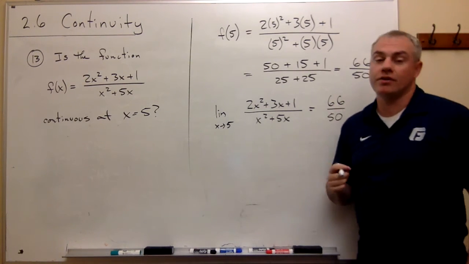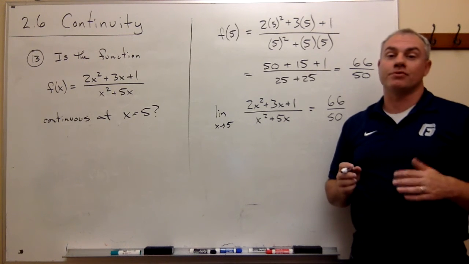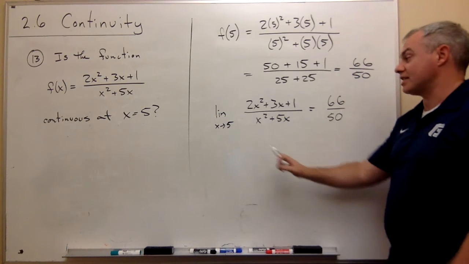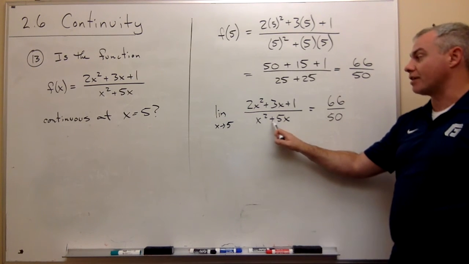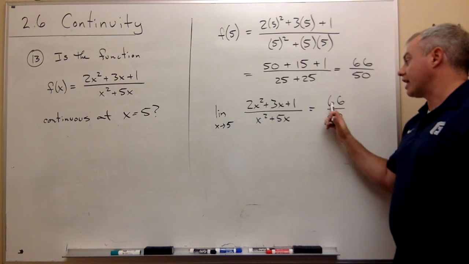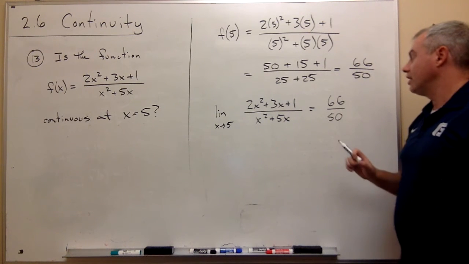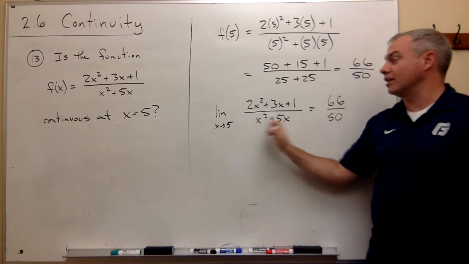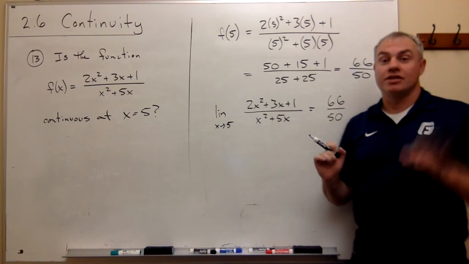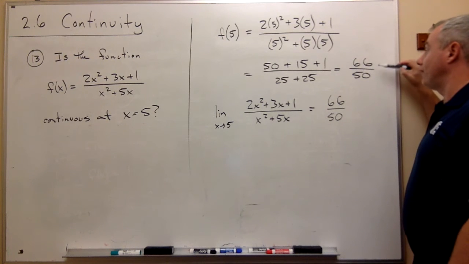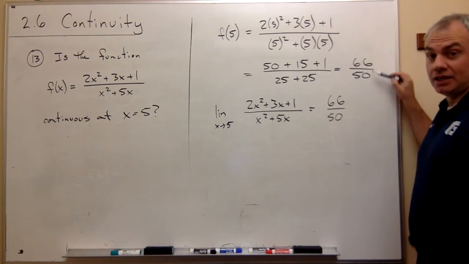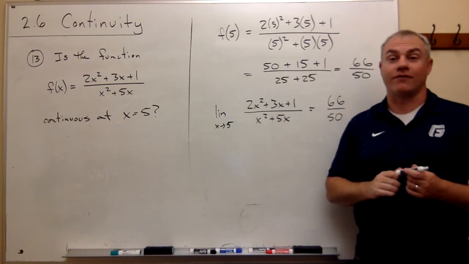It's important to notice that not all problems will necessarily be this way. But in this case, since plugging 5 into the bottom does not give 0, everything's fine. I get 66 over 50, and so I do get a limit as x goes to 5. Third question, did I get the same value for the function and the limit? I did. In this case, they were both 66 over 50.